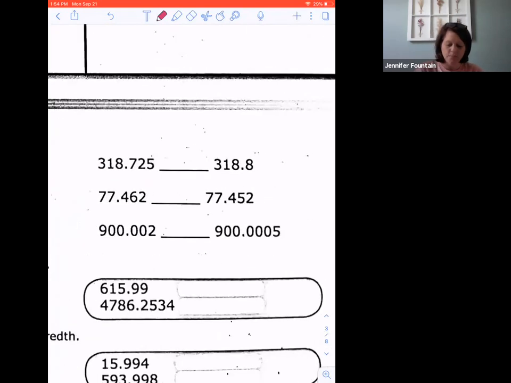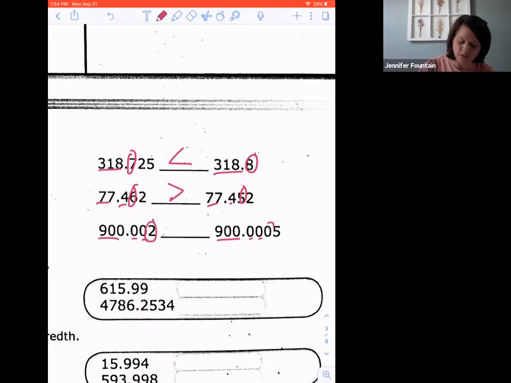Moving on to the second column, 318, 318, I have a 7 after my decimal and an 8 after my decimal, so my 8 is larger. So my second one, so it'll be less than. 77 is before the decimal. I have a 4 and a 4, then I move and I've got a 6 and a 5, so 6 is larger, so that'll be greater than. And then I got a whole bunch of zeros with my 900, so 900, and then I have 0, 0, 0, 0. I've got a 2 here and a 0 here, so that one is larger. All right, any questions?